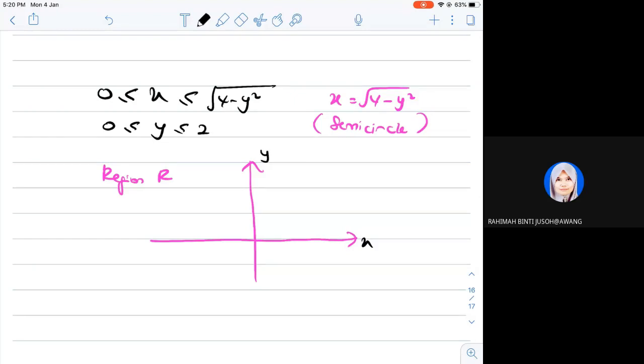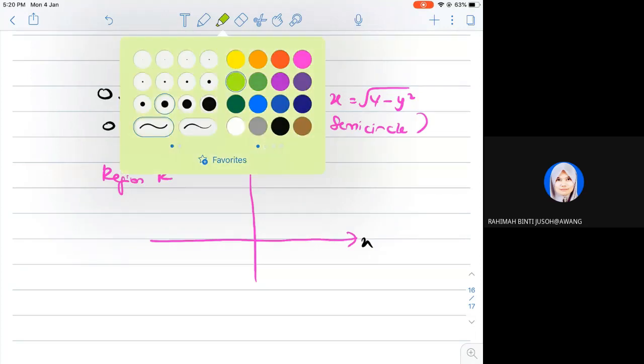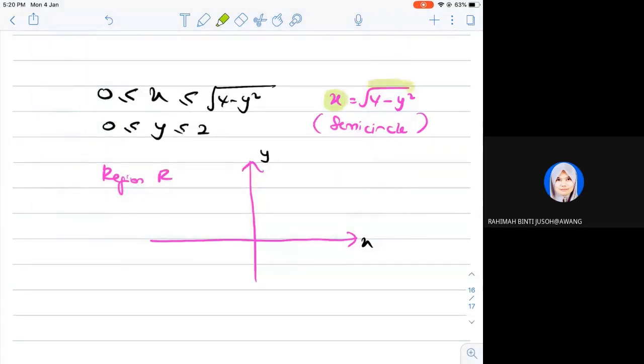Semicircle tu belah mana guys? Kiri, kanan, atas, bawah? Kanan. Kanan, yes. Good. Very good. On the right. Because we have x, x positive means on the right. So we have this. Okay, the radius should be 2 lah kan? Here is 2, here is negative 2.